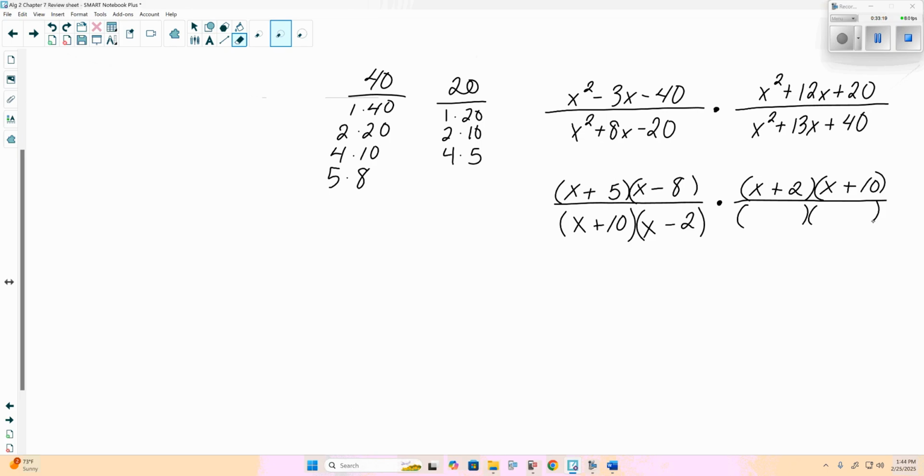So x squared plus 13x plus 40. Third term's positive, so signs are the same. Match the sign of the middle term, plus and plus. Factors of x squared are x and x. Factors of 40 that we want are 8 and 5, 5 and 8. Because 5 plus 8 is indeed 13.